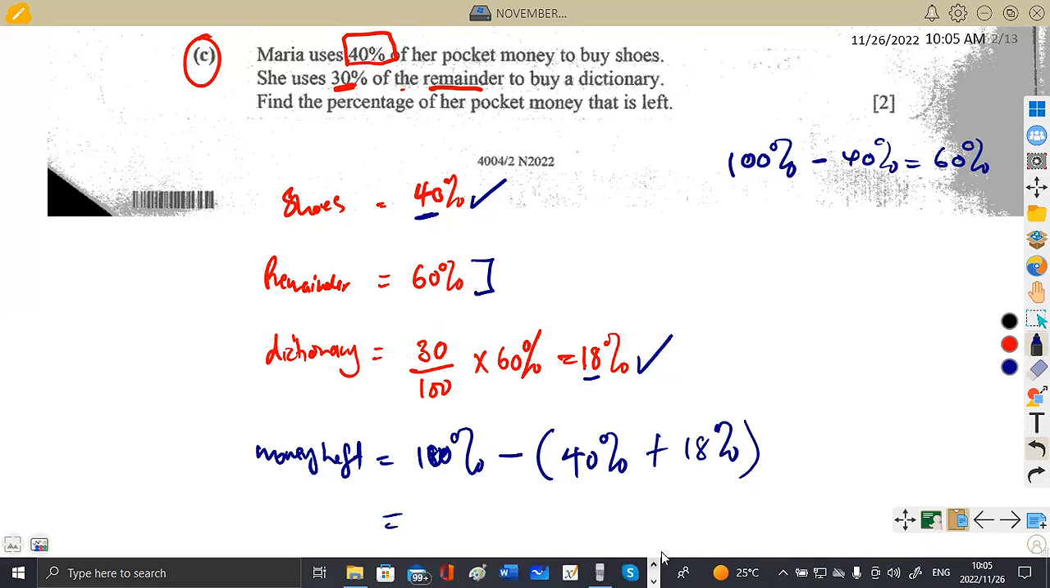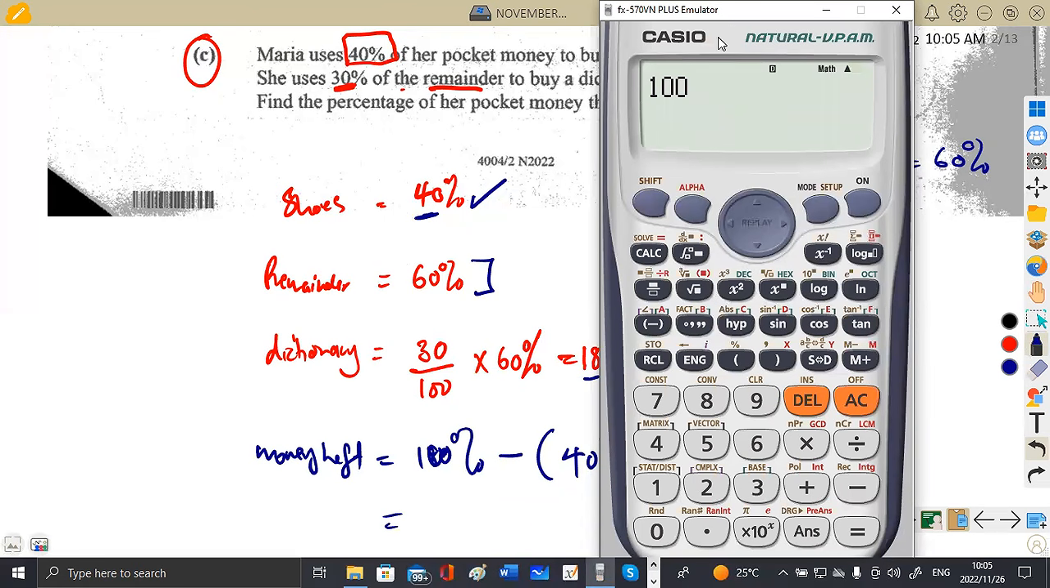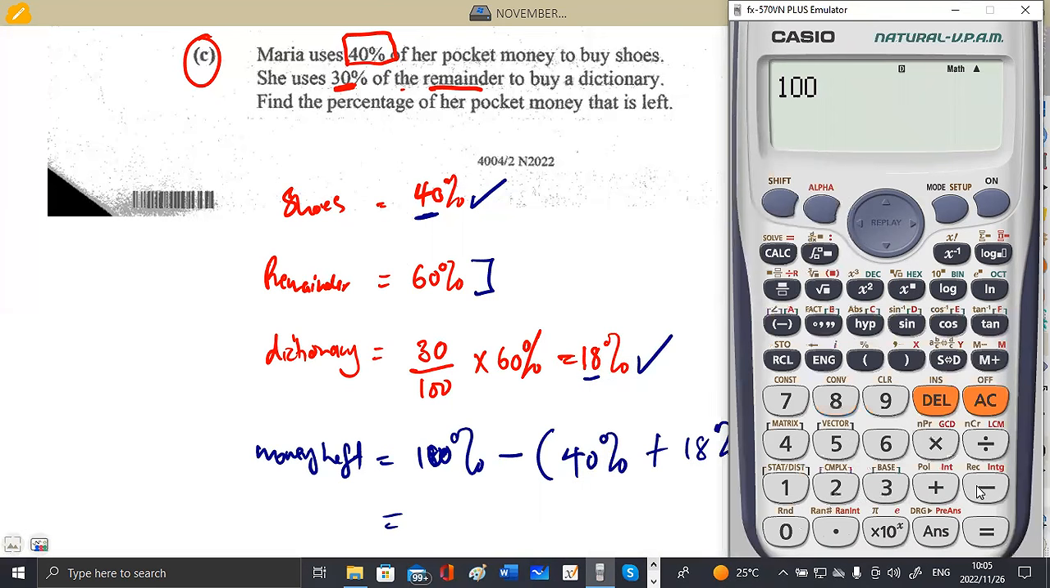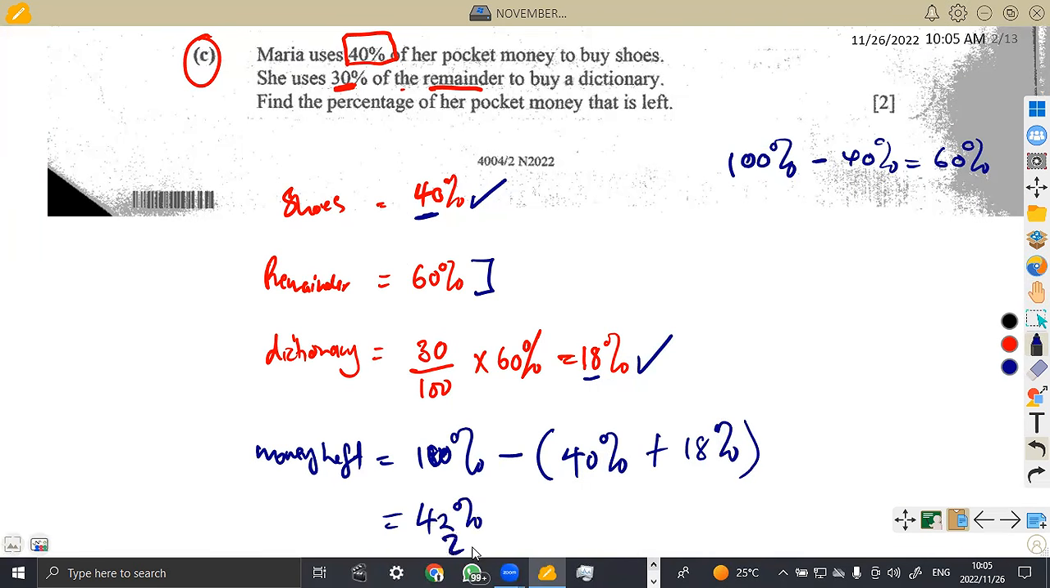So it's actually 100 minus the two percentages. You can even use brackets there, 100 minus the sum of the two. That is 100 minus 40 plus 18, not 80. 40 plus 18, which is 58. So 100 minus 58 is 42%, which means 42% is left.